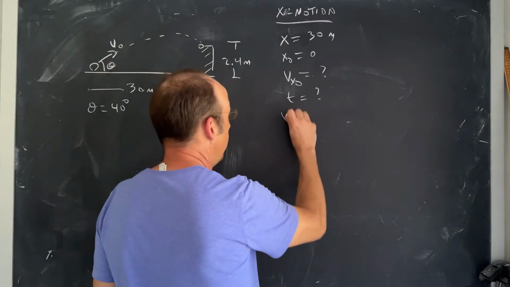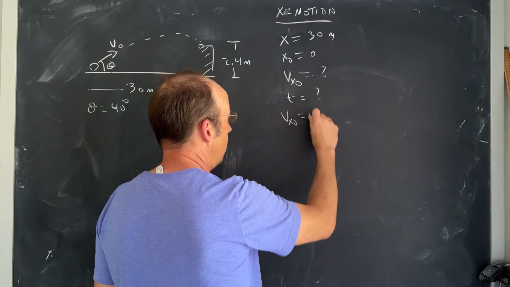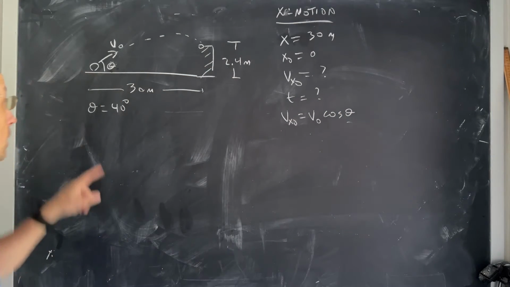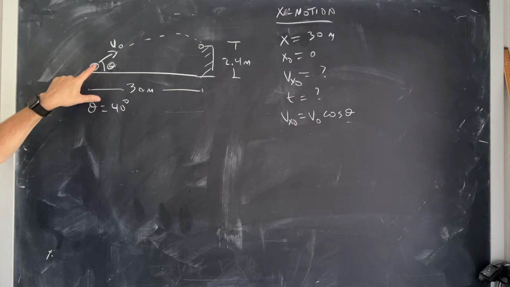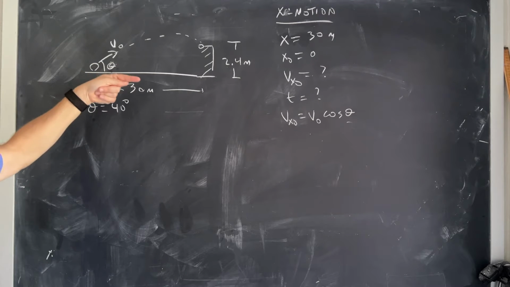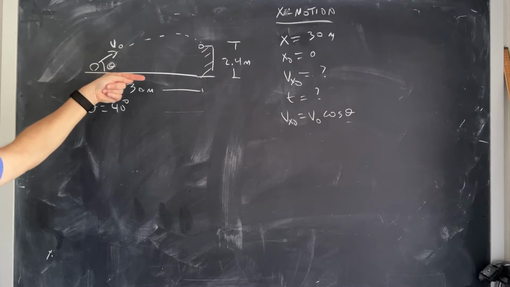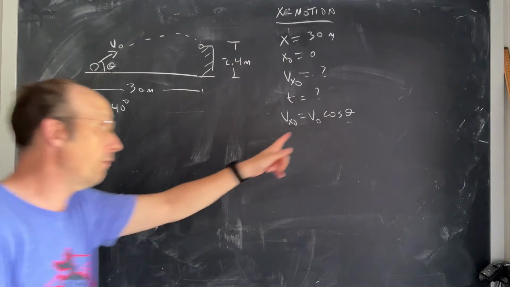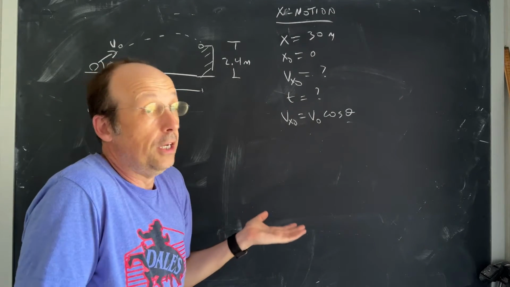I can say Vx0 is V0 cosine theta, because I know theta. If I knew my initial launch velocity, I could find the x component using the adjacent side of the right triangle, and I get that for my x velocity. But I don't know V0, and I don't know time. So I'm kind of stuck.